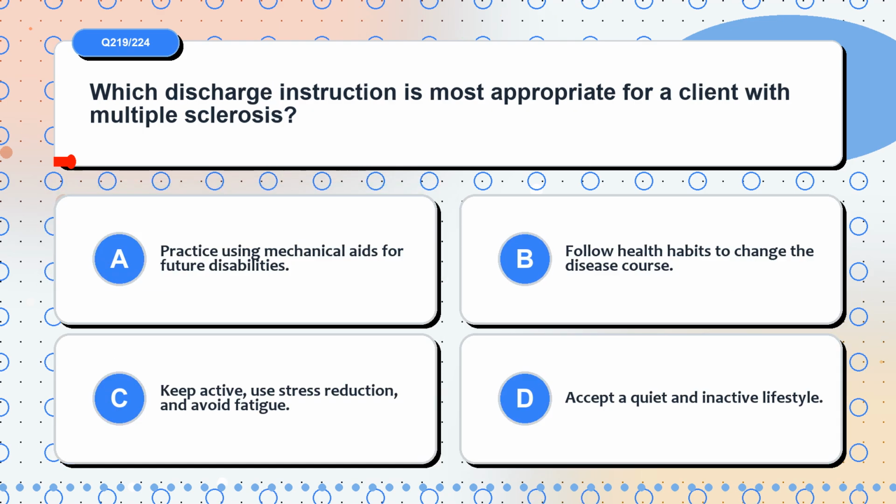Question 219. Which discharge instruction is most appropriate for a client with multiple sclerosis? Here are the options. Option A, practice using mechanical aids for future disabilities. Option B, follow health habits to change the disease course. Option C, keep active, use stress reduction, and avoid fatigue. Option D, accept a quiet and inactive lifestyle.